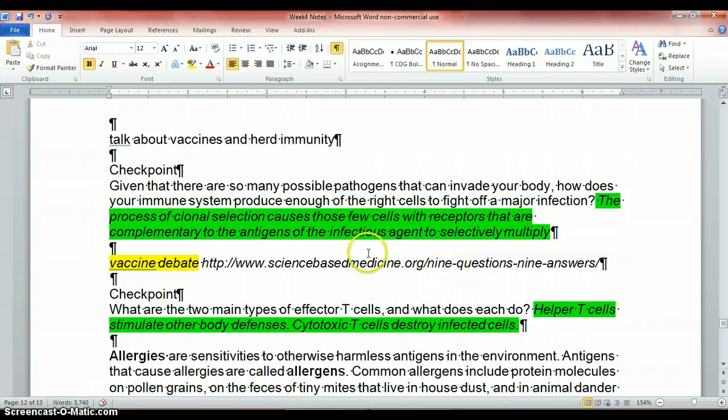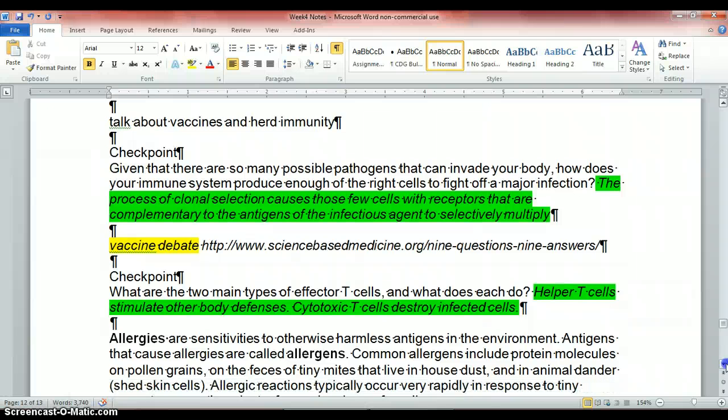And then here's a nice article on the vaccine debate. I'm definitely pro-vaccine. There's been no link between vaccines and autism, except for one study where the person later admitted that he lied. So you can't really trust that study, right?